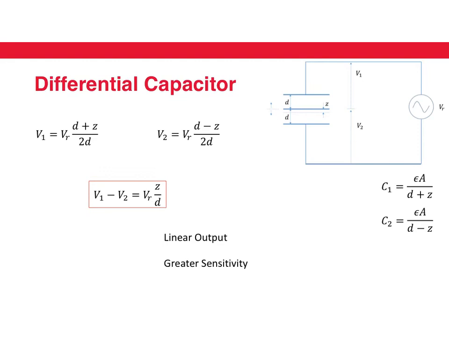If you take the difference of these two outputs, what we see is we get a linear dependence of the displacement on the output. And therefore, we have a linear output and also we have greater sensitivity. Those are the two advantages of differential capacitors.